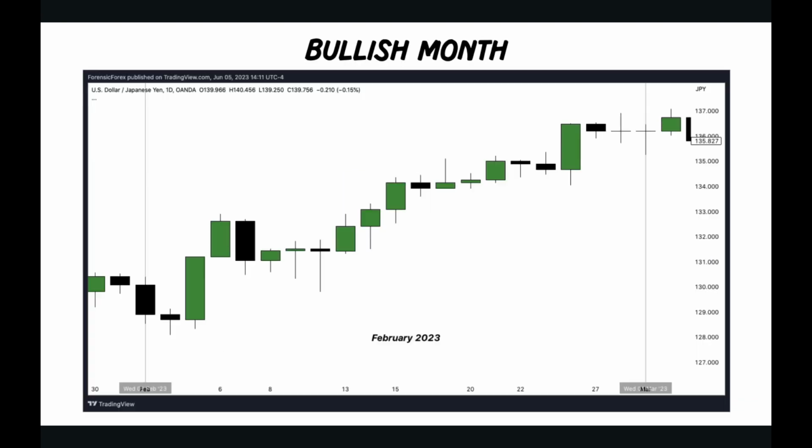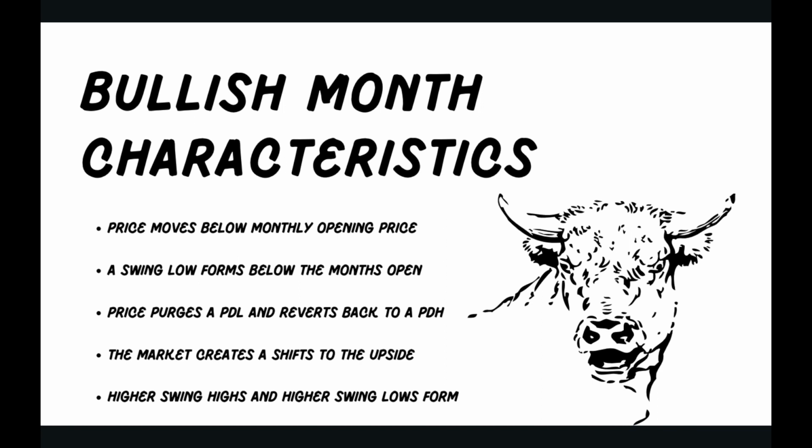This is US dollar versus Japanese yen, February 2023. Granted, this is hindsight. We can see the market was trending up for this month. It was bullish. As the month progressed, the price kept going higher. Let's talk about some key factors to a bullish month. Bullish month characteristics are as follows.